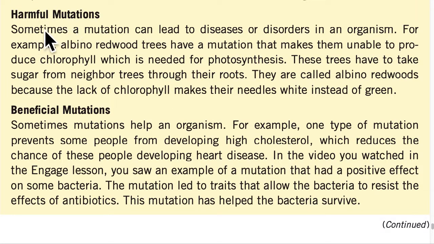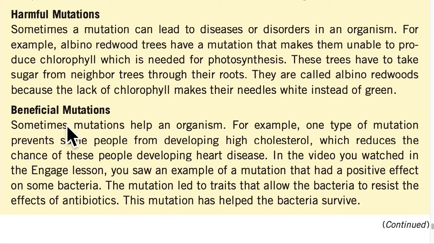Harmful mutations. Sometimes a mutation can lead to diseases or disorders in an organism. For example, albino redwood trees have a mutation that makes them unable to produce chlorophyll, which is needed for photosynthesis. These trees have to take sugar from neighboring trees through their roots. They are called albino redwoods because the lack of chlorophyll makes their needles white instead of green.